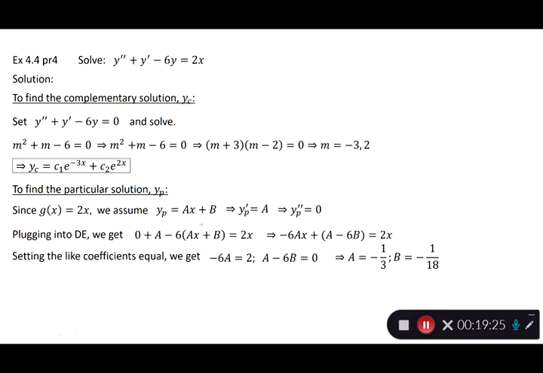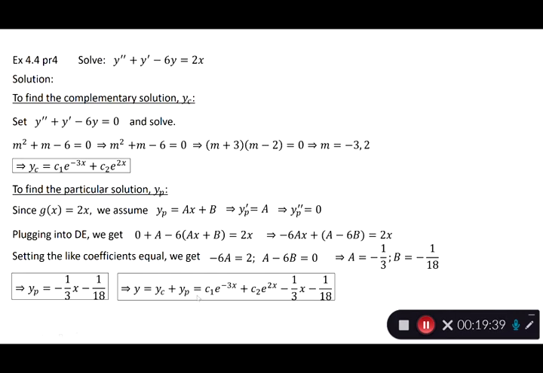And so plug these a and b values into y sub p, and you get y sub p to be negative 1/3 x minus 1/18. And the total, or the general solution, is y equals y sub c plus y sub p. Take our previously computed complementary solution and add this to this particular solution. That's it. Cool. This is the process. Understand every little piece of this thoroughly, and this is the same process I'll keep applying for a few more problems. Okay?